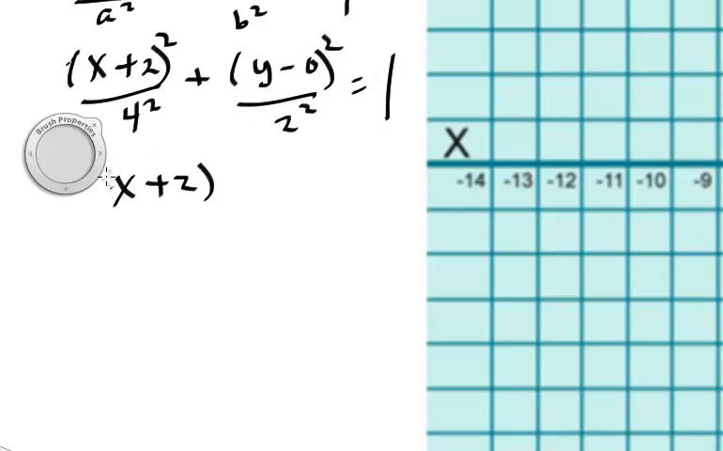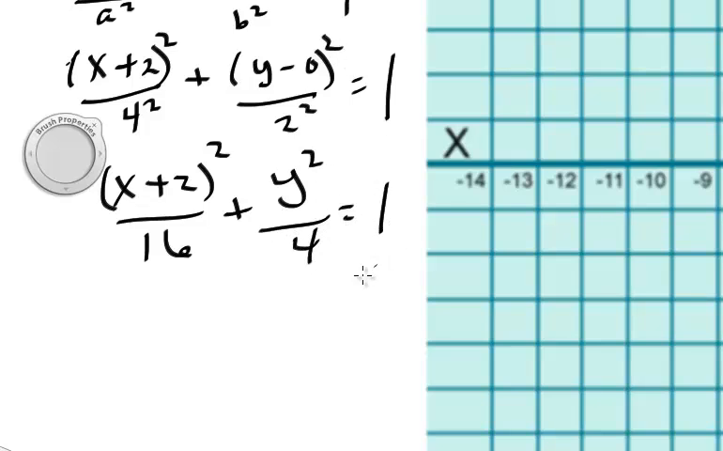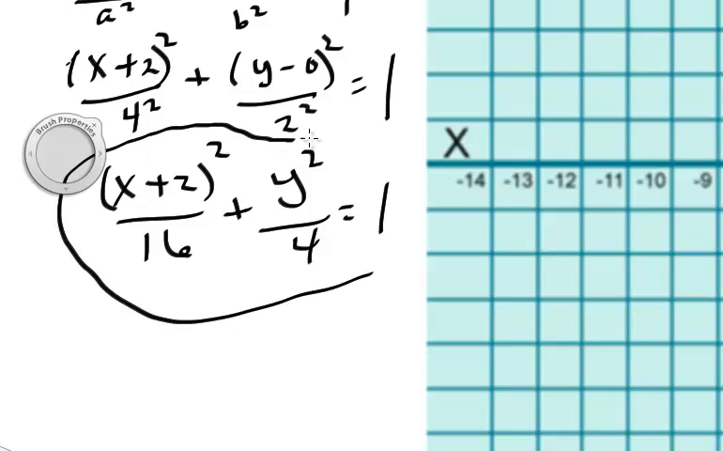So just to wrap this up, it's X plus 2 squared over 16 plus. A better way to say Y minus 0 squared is just Y squared over 4 equals 1. And that, my friends, is the final answer. That is the standard form. So you need that one and the focus, the foci formula.